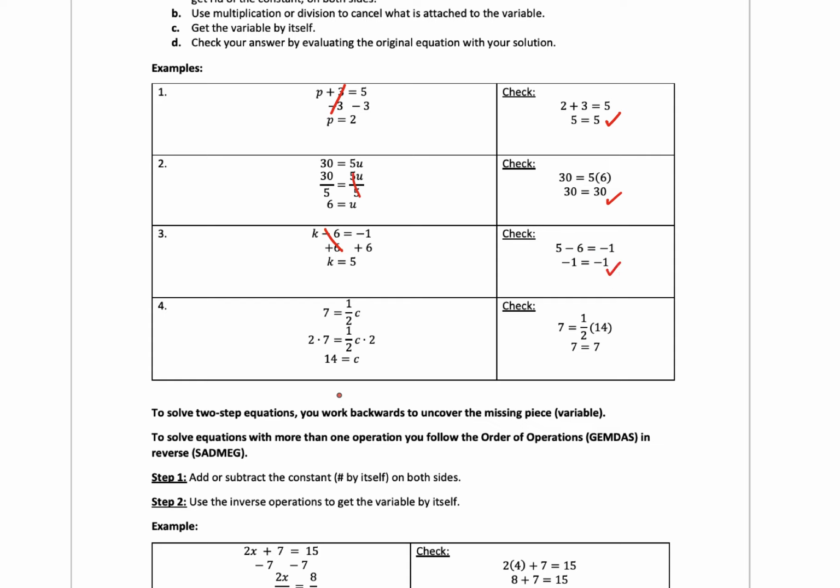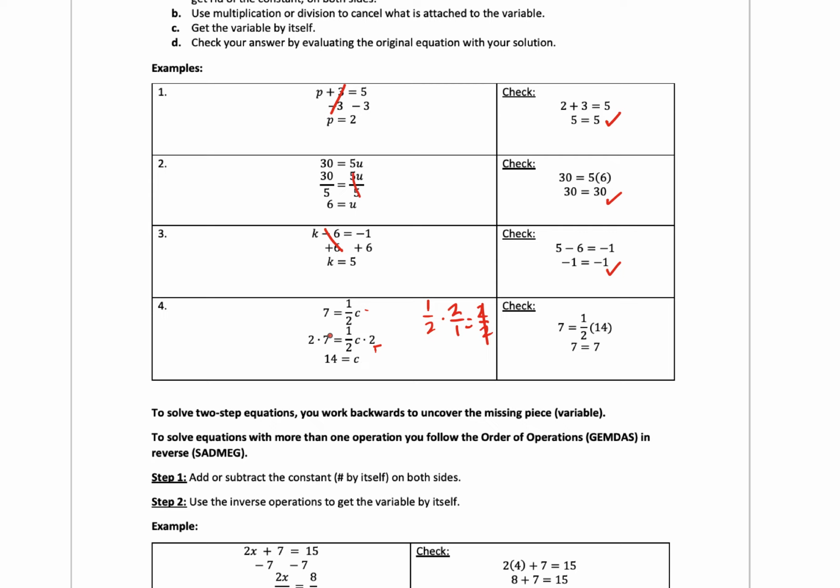The last problem, we have 7 equals 1/2 c. So we're multiplying c by 1/2. So you can either divide by 1/2 on both sides, or you can multiply by the reciprocal. So we're just multiplying by 2 over 1 here. When we do that, we're just left with c, because we get 1/2 times 2 over 1 just equals 2 divided by 2, which is 1, which gives us just 1c, or c, which is what we're looking for.